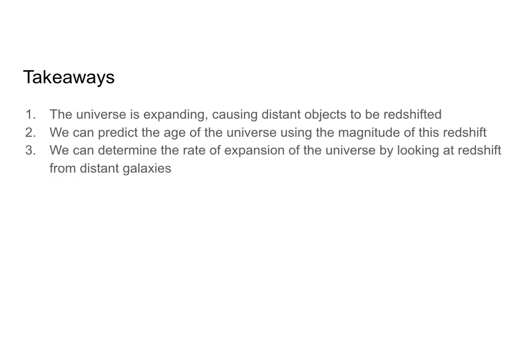So let's go ahead and talk takeaways. First, the universe is expanding, which is causing distant objects to be redshifted. Second, we can predict the age of the universe using the magnitude of that redshift. And third, we can determine the rate of expansion of the universe by looking at the redshift from distant galaxies. So there you have it. This is your introduction to Hubble's law.